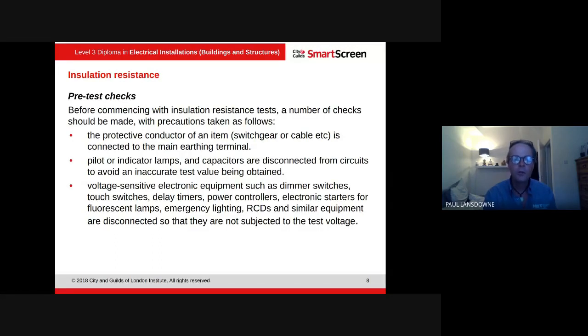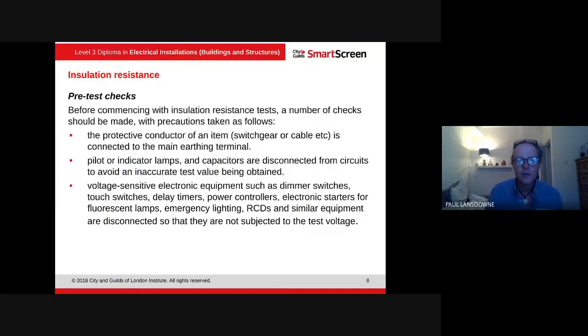A pilot light or an indicator light would come across as a short, because it goes between live and neutral. And because it goes across live and neutral, if we were doing an insulation resistance test between live and neutral, it would appear to be a short. So we have to make sure anything with a pilot light, an indicator lamp, anything with a neon lamp, is removed from the circuit, because it will give you a false reading.